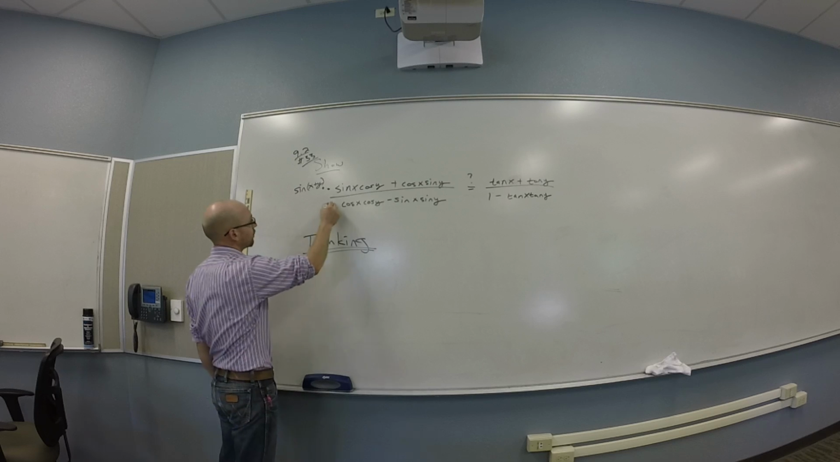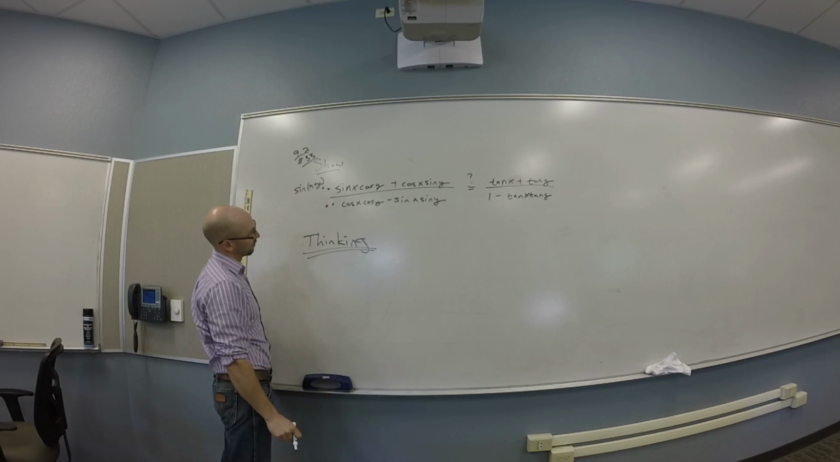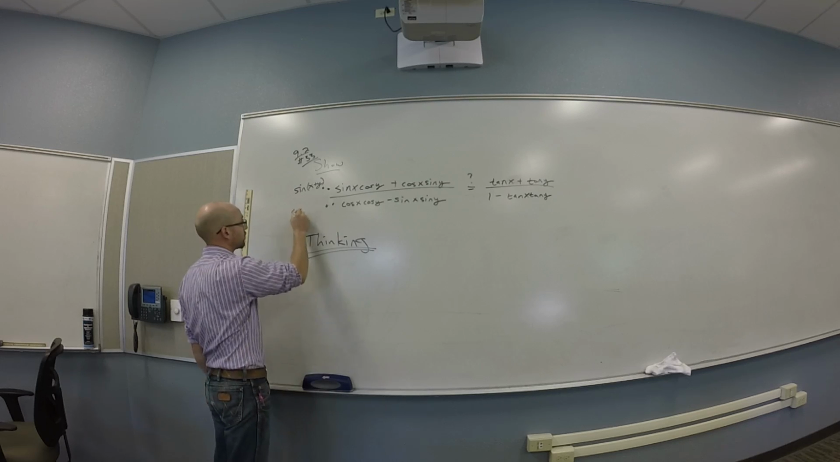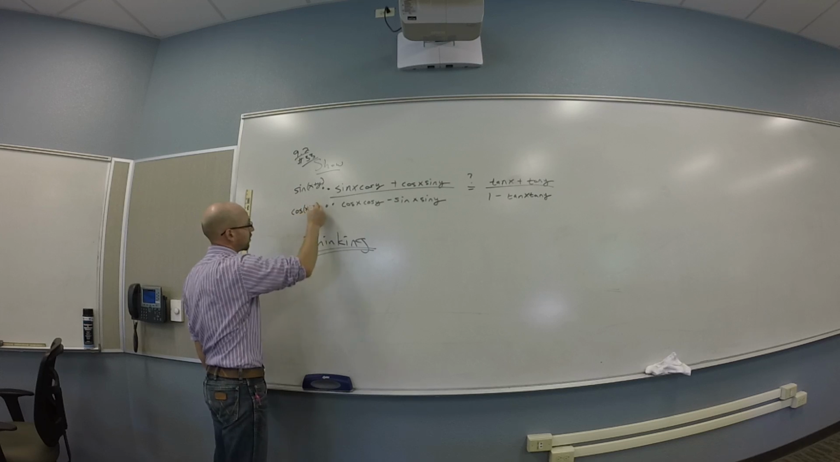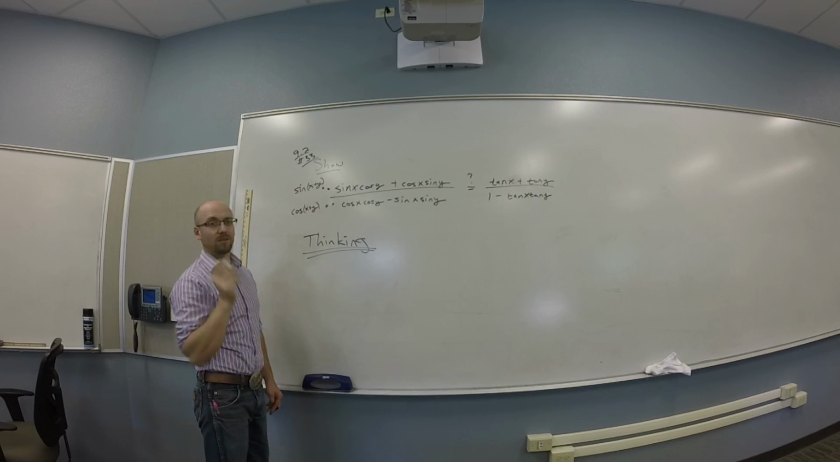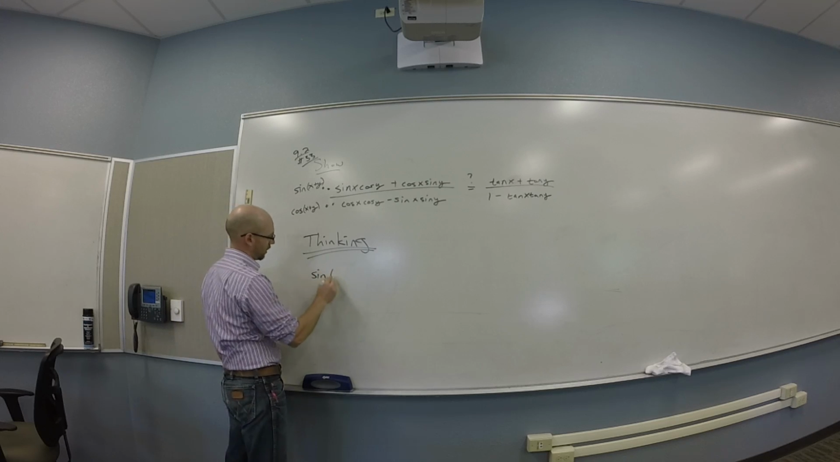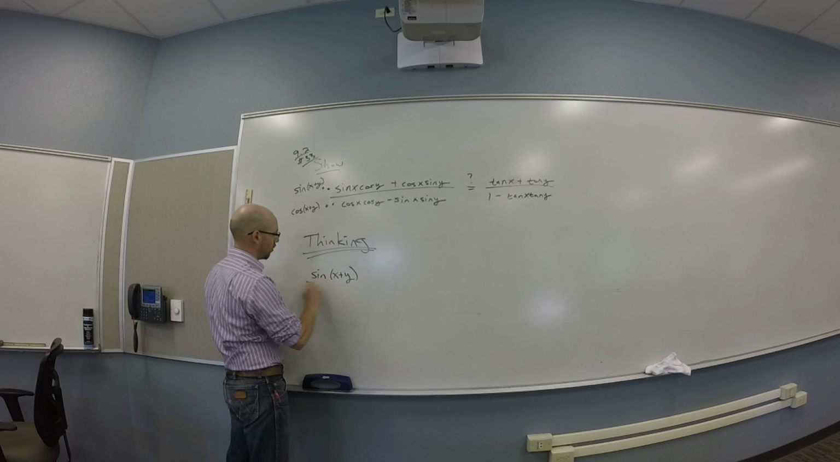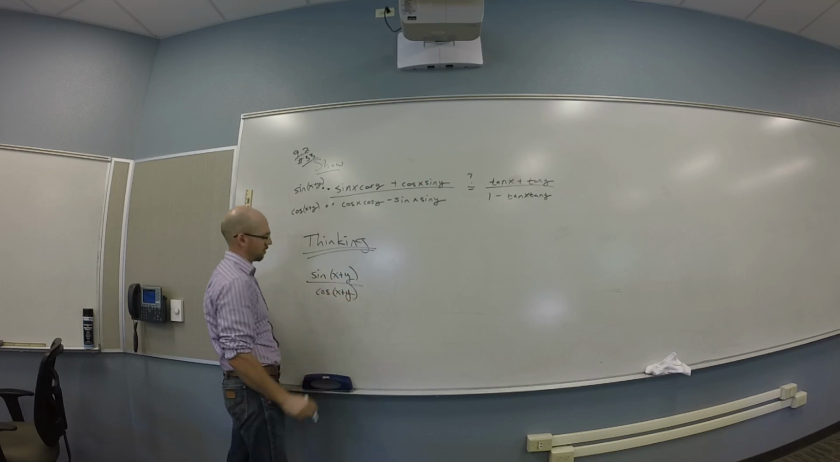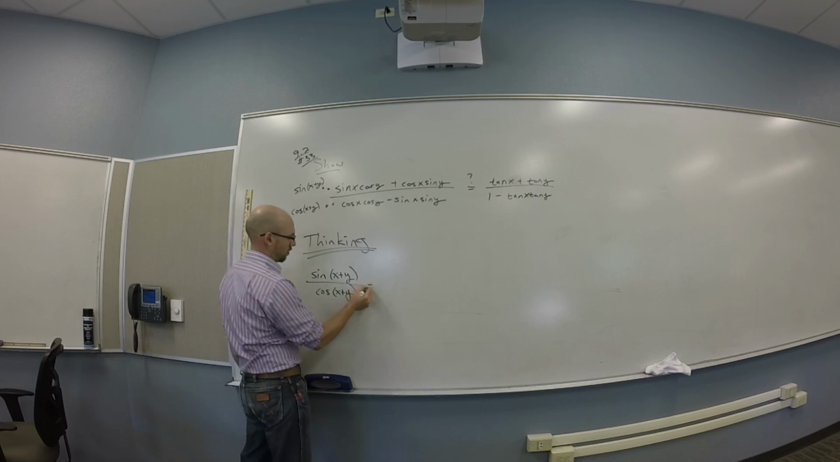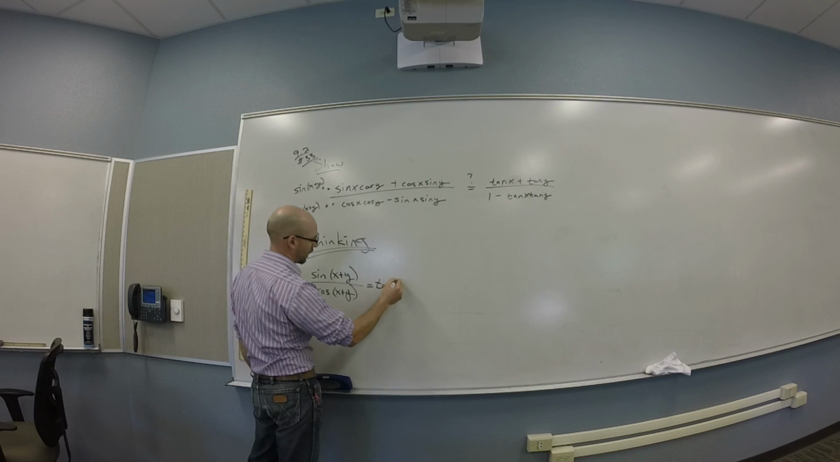What's the bottom? Sum of angles for cosine. That looks like sum of angles for cosine, right? So that's cosine of x plus y. You guys see that? Okay, so I got sine of x plus y over cosine of x plus y, which is tangent of x plus y.